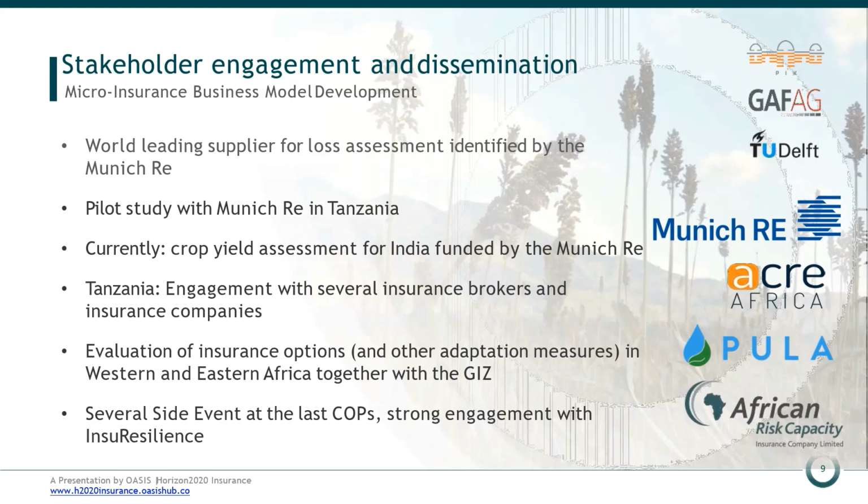Based on this, we had a pilot study in Tanzania where we just saw the results. But currently, we are also providing this kind of loss assessment for India, which has already a much bigger market for these kinds of micro crop insurances. And Munich Re in Mumbai already uses the information we're providing for their day-to-day work for insurance schemes. So I think this is also that we can have this scientific work as a service.